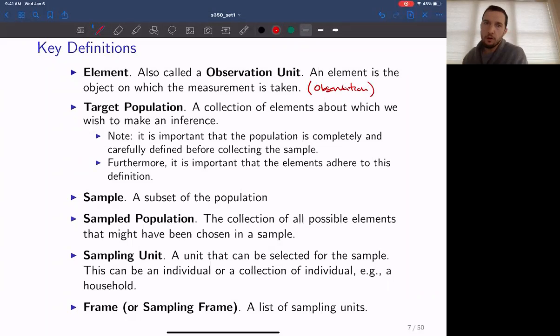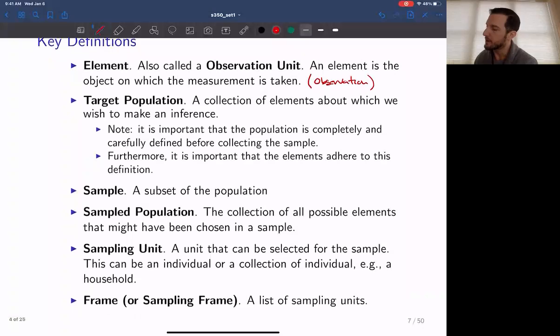Our sample will be a collection of elements that exist within the population. So that's a subset of the population. In that previous illustration, we had the rectangle, circle, and triangle samples, for example. They're just subsets of the population.